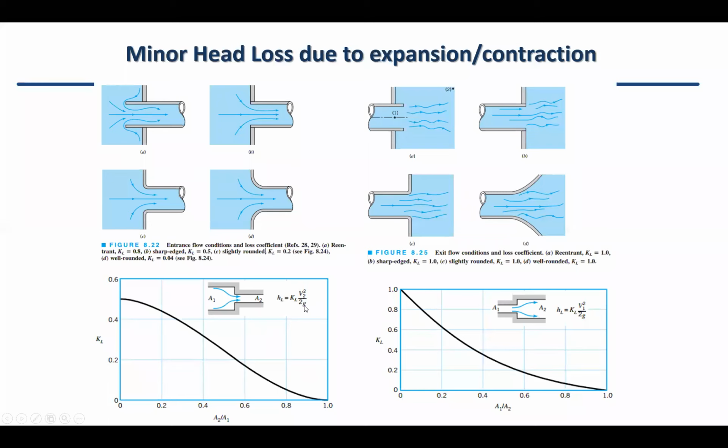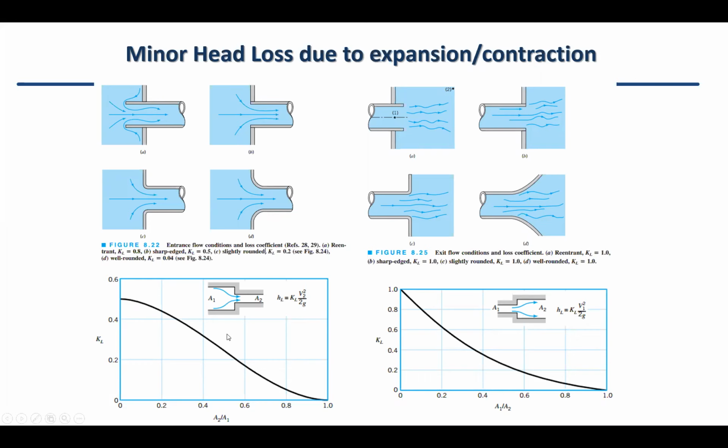V2 squared over 2G. Similarly, if you look at the bottom right figures for expansion pipes, with diameter D1 compared to D2, depending on the ratio on the horizontal axis, a ratio of A1 over A2, we can easily calculate the KL. The KL here is used as a coefficient of V1 squared over 2G. So this is how the HL is calculated.